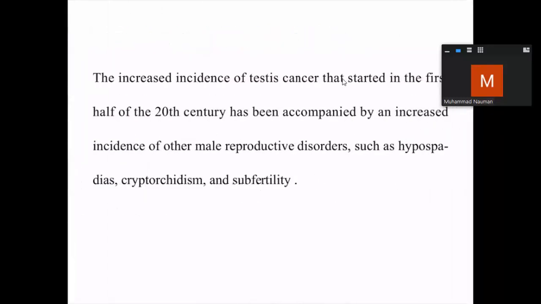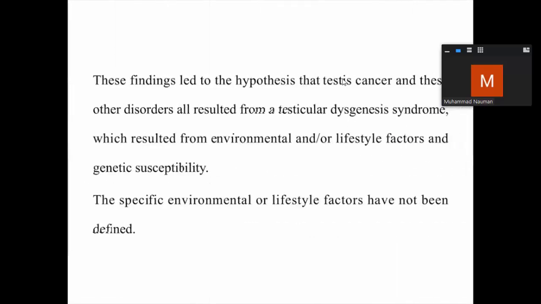The increased incidence of testis cancer that started in the first half of the 20th century has been accompanied by the increased incidence of other male reproductive disorders such as hypospadias, cryptorchidism, and subfertility. These findings led to the hypothesis that testis cancer and these other disorders all resulted from a testicular dysgenesis syndrome, which results from environmental and lifestyle factors and genetic susceptibility. The specific environmental lifestyle factors have not been defined.